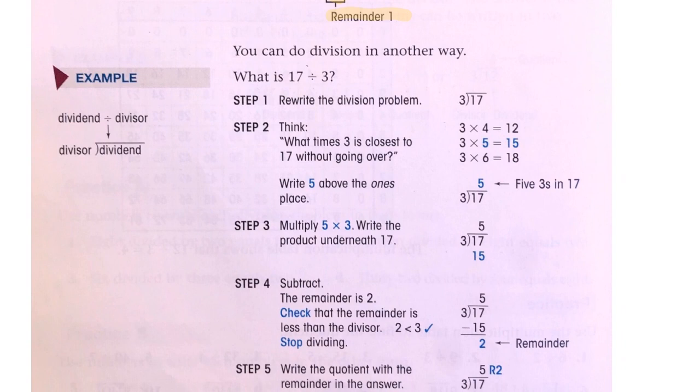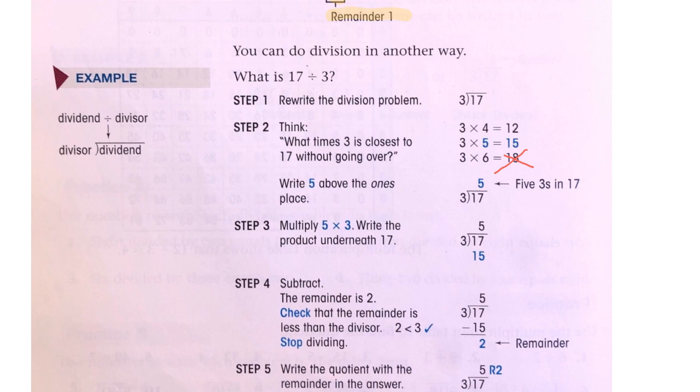You can do division in another way. For example, what is 17 divided by 3? So it was left to right. Step 1, rewrite the division problem with the division box. Step 2, think, what times 3 is closest to 17 without going over? Well, 3 times 4 is 12, 3 times 5 is 15, 3 times 6 is 18. Well, 18 goes over, so we can't use that.